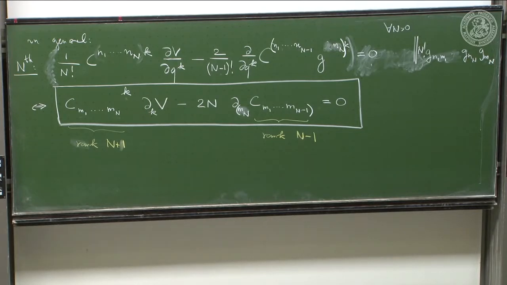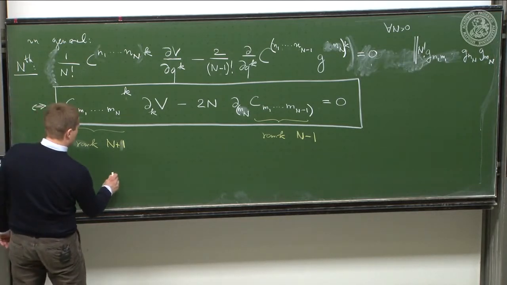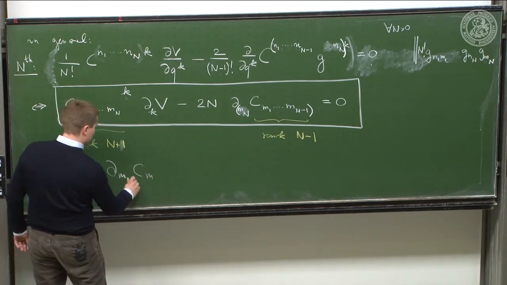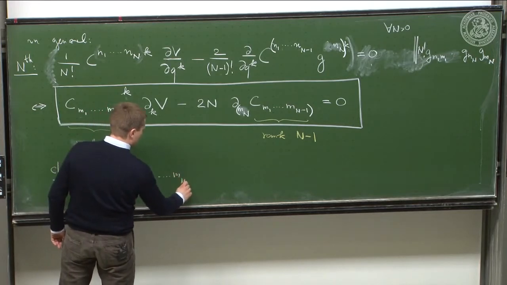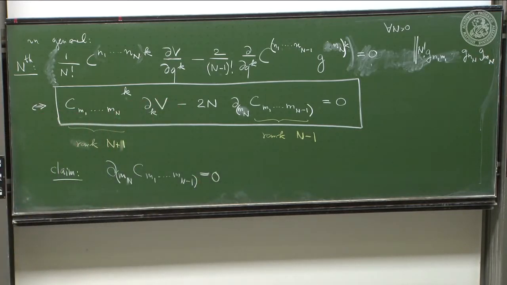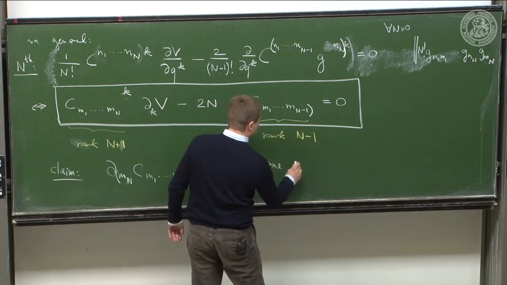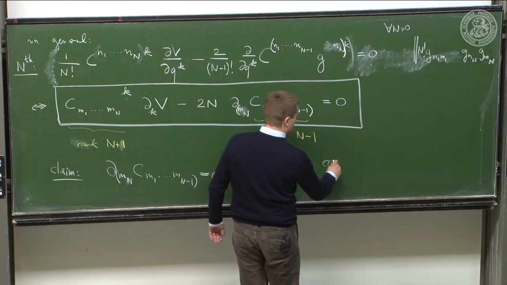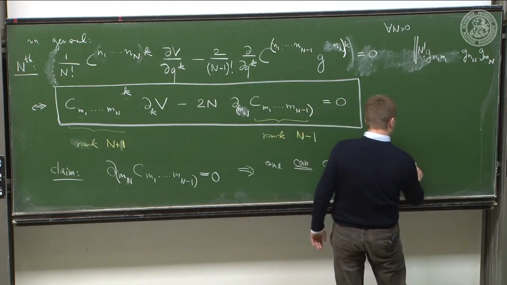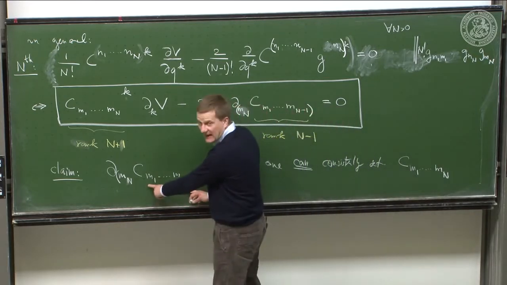And now I claim, if del m1 c m, or del mn, doesn't matter because I totally symmetrized, c m1 to c mn minus 1 symmetrized, if this equals 0, then one can, not one must, but one can consistently set the c m1 to mn's, so I go one further because this has rank n minus 1.